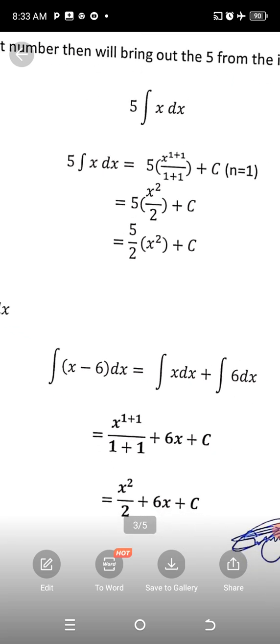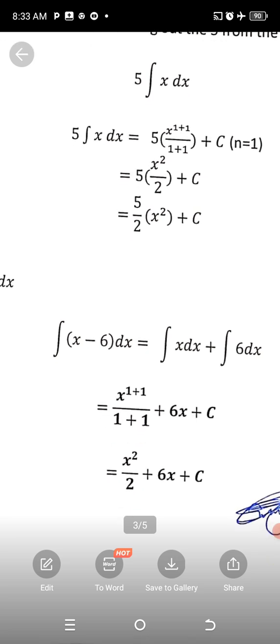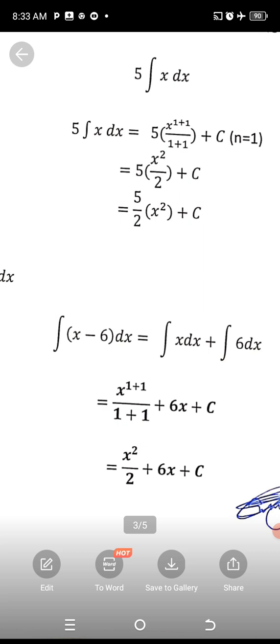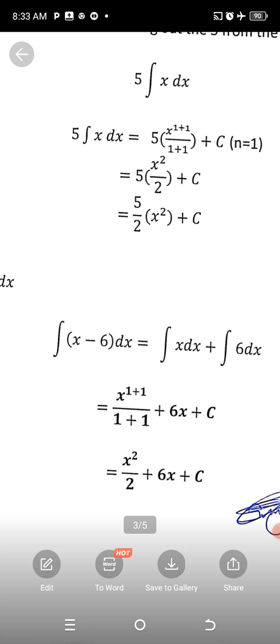Once you know this, that is the basic, that is the rudiment, that is the first thing you need to know, because it's the foundation. So once you know the foundation, all the necessary things, you don't need to stress yourself, just know the foundation. It will be easier for you to tackle any integration question. So your final answer is what? x squared over 2 plus 6x plus c.